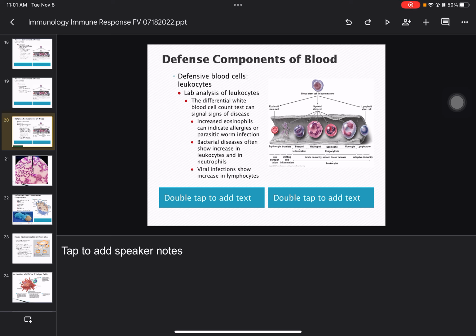Yes? Is it neutrophils and eosinophils that can leave the circulatory system, or is it just...? All white blood cells can do it. All white blood cells.